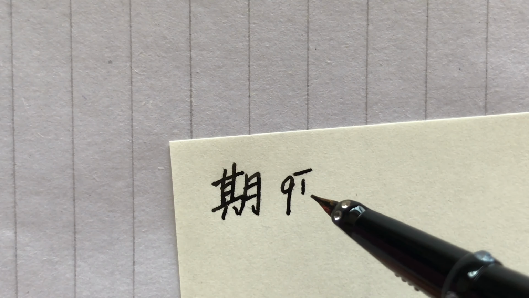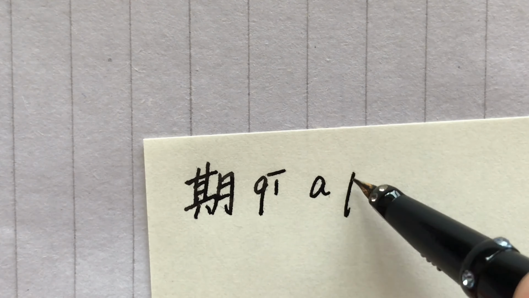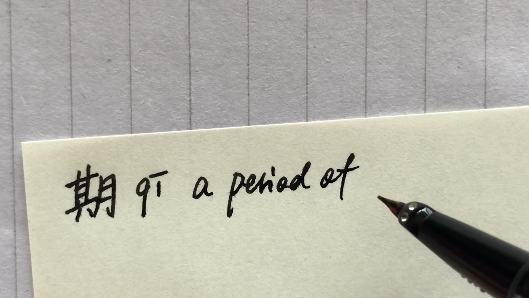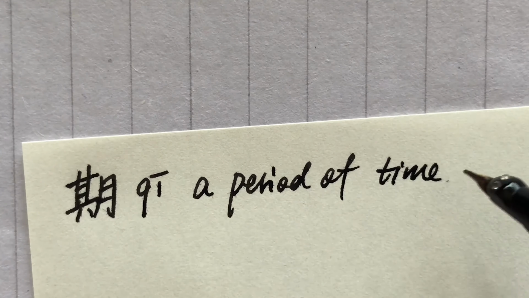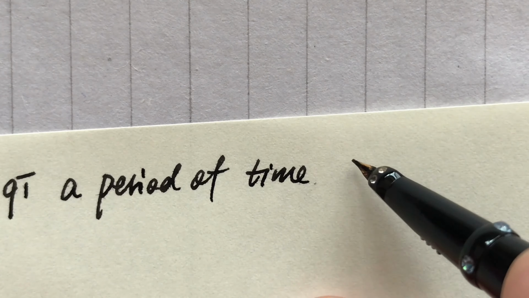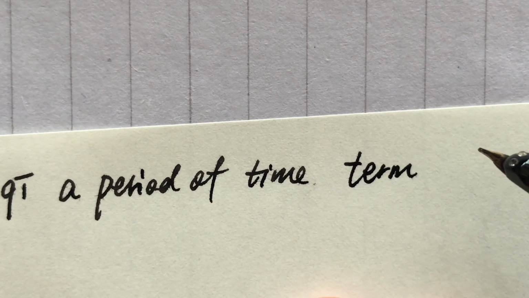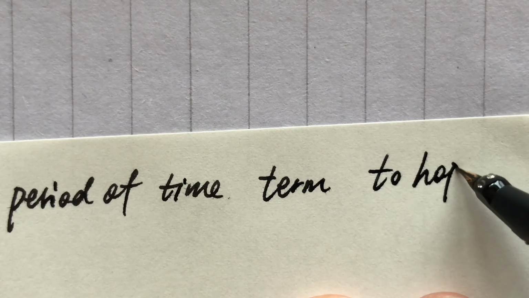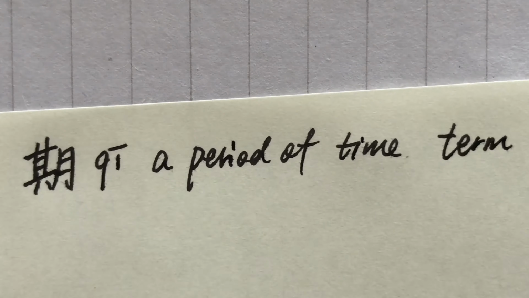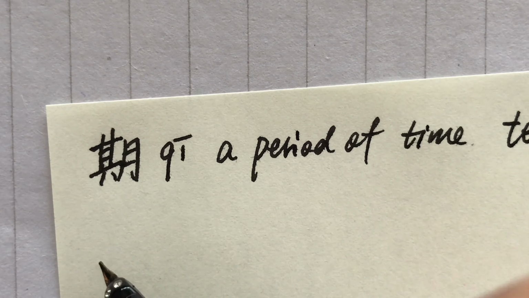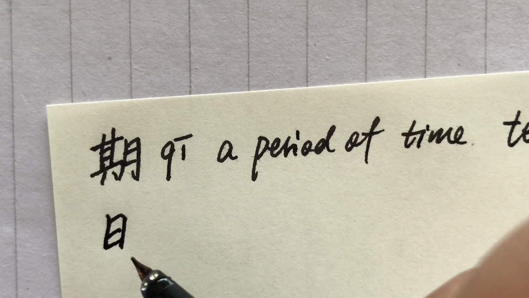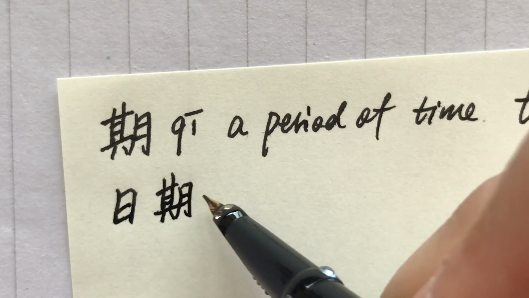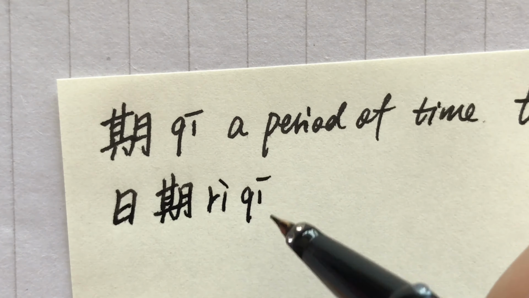a period of time. Term, to hope, 期望. For example, 日期, date.